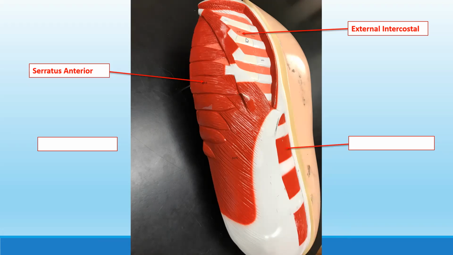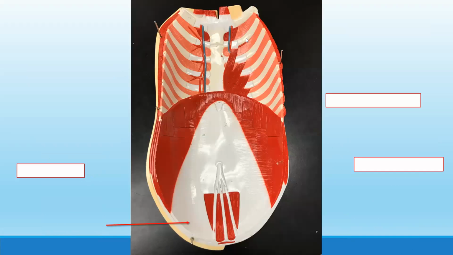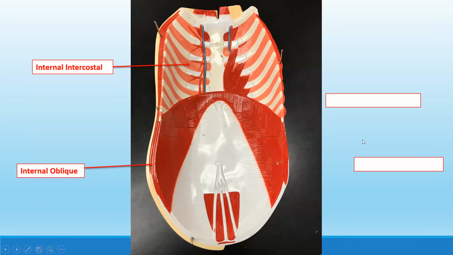Of course, there's the rectus abdominis again. There are the external obliques again. Now, looking at the underside here of the abdominal cavity, we see the internal intercostals. The direction of their fibers is away from the sternum, as opposed to the externals where it goes towards the sternum. We see the internal obliques. This is all we get to see of them on our model. They're directly underneath the externals.